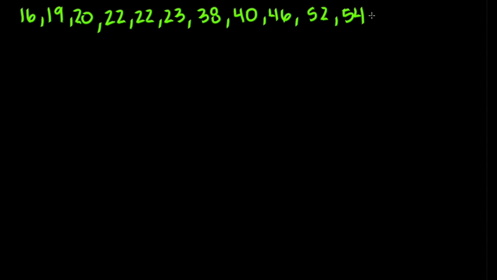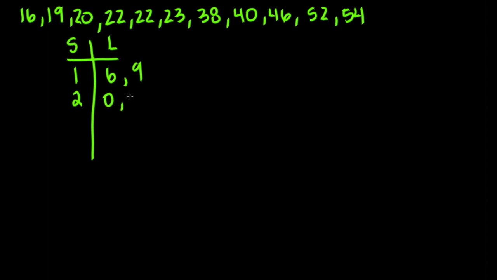Now let's draw our stem and leaf. This side I will label as S for stem, and this side I will label as L for leaf. Our first number is 16, so we're going to have 1 and then a 6. The next number, which is 19, also starts with a 1, so we're just going to put a 9 after it. Our next number is 20, so our stem is now 2 and our leaf is 0. The next two numbers are both 22, so we are going to write 2 twice. Our next number is 23, so we're just going to add a 3.